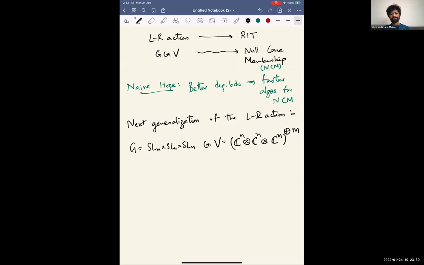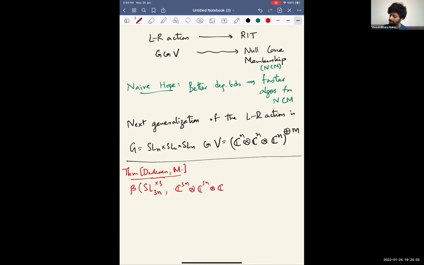Okay, so I'm not going to leave this as a suspense, but maybe I will tell you just the results that I have with Dirksen, and this is the present paper that I'm trying to talk about. In this case, SLn taken 3 times. Actually, I'm going to renormalize a little bit. SL3n taken 3 times, and C to the 3n tensor C to the 3n tensor C to the 3n taken 5 times, 5 copies. The degree bound for this is greater than or equal to 4 to the n minus 1.